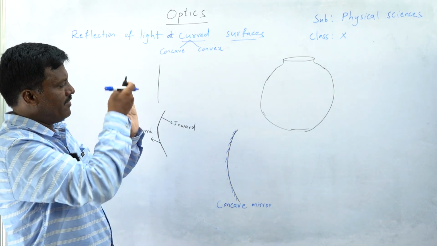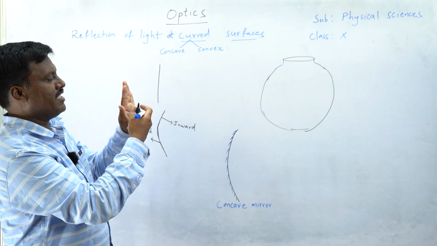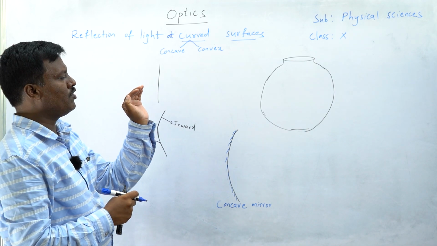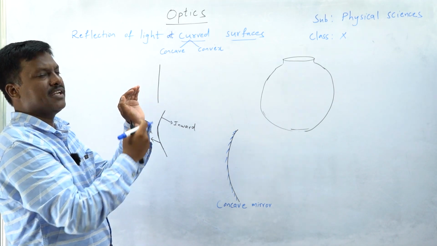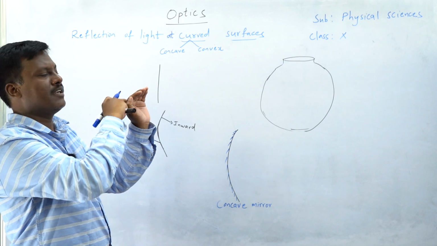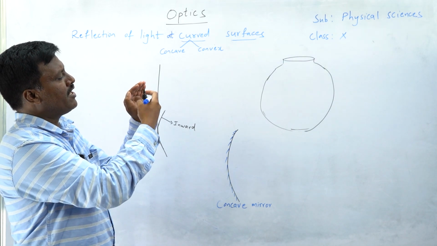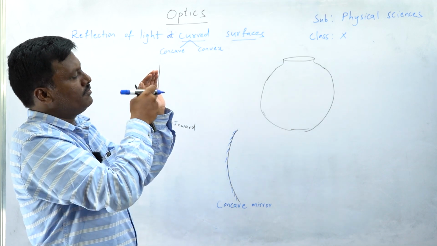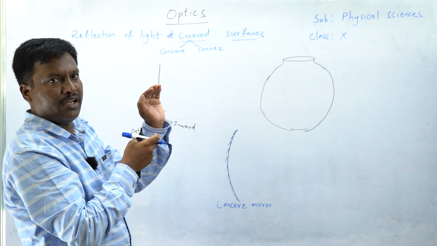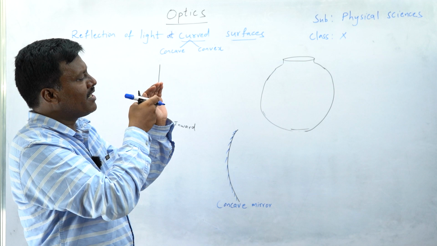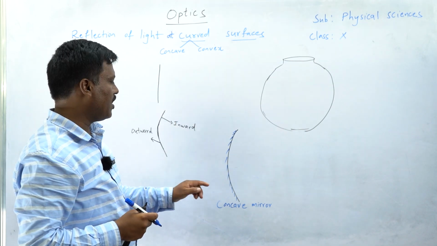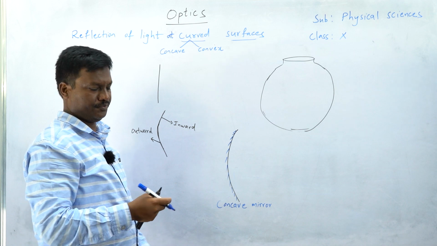See, this is a plane surface. This is the inward surface, this is the outward surface. Now you see this surface acts like a mirror. This is behind the mirror, this is before the mirror. The surface which acts like a mirror is bent inwards. That is called a concave mirror.